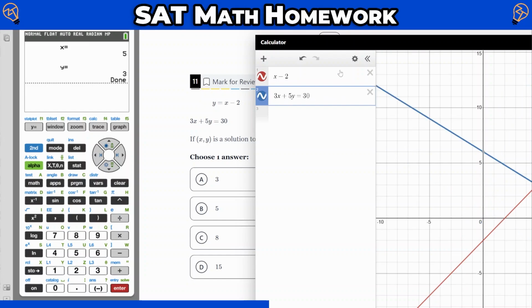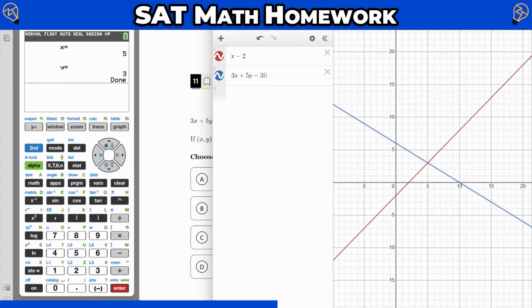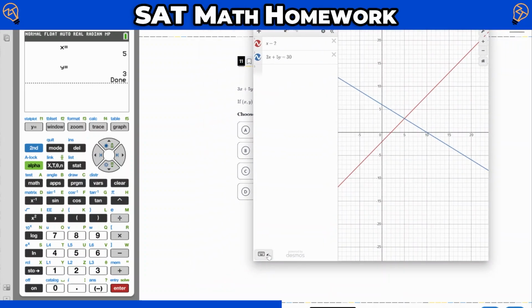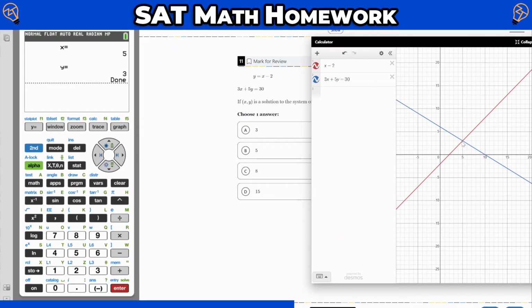Now, I'm a big fan of just using my actual keyboard. However, you're definitely welcome to use the keyboard that they provide you. I'm just a little bit more comfortable with my own. And then we're going to go ahead and look at the point of intersection. So I'm going to go here, and we see that it's 5, 3. Again, they just want the x coordinate, so it's 5. Arguably, this is just as fast, if not maybe even a little bit faster than using the graphing calculator program. So both are really great approaches.